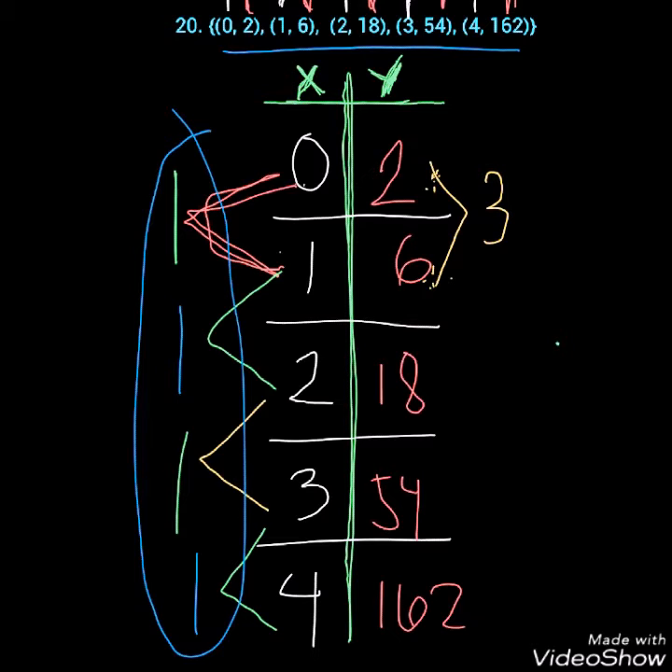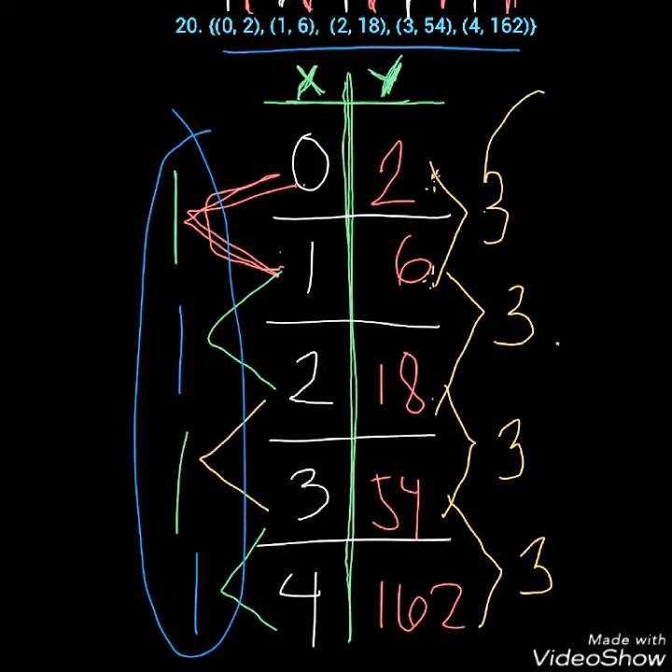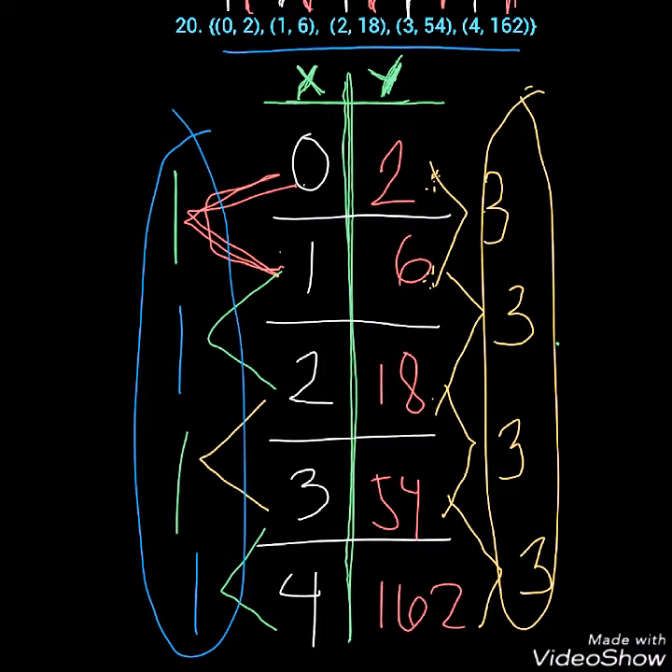So 2 times 3 is 6. 6 times 3 is 18, which is correct. 18 times 3 is 54. Correct? And 54 times 3 is 162. So these are constant, which means that in order to get the y values, we multiplied.